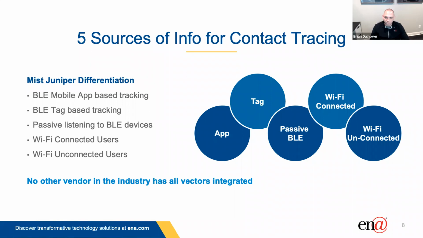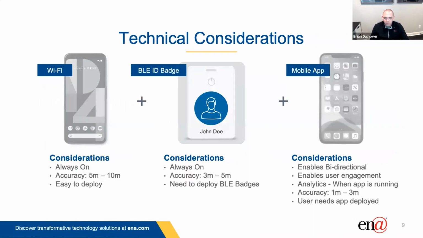And so the reason I focused on Mist is that no other vendor in the industry actually has all 5 of these contact tracing source vectors integrated into one solution. Lots of vendors have solutions for location-based services, but there's really not one that can do it all in one box, so to speak, and so you maximize your cost effectiveness, and that's really what we at ENA care about. So here are some technical considerations.